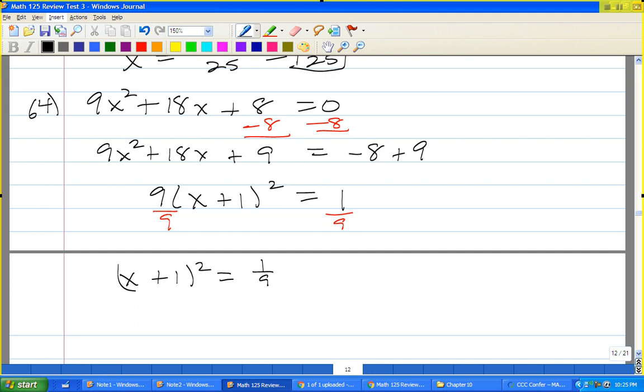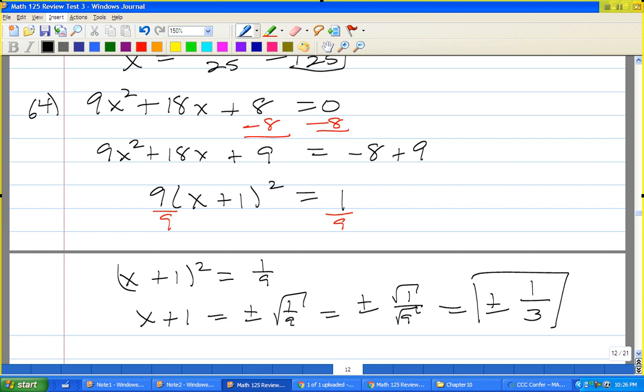And so, by the square root property, x plus 1 is plus or minus the square root of 1/9. But the square root of 1/9, well, the square root of 9 is 3. So this is just equal to 1/3. And that's your answer.